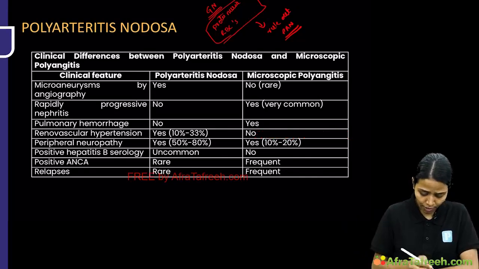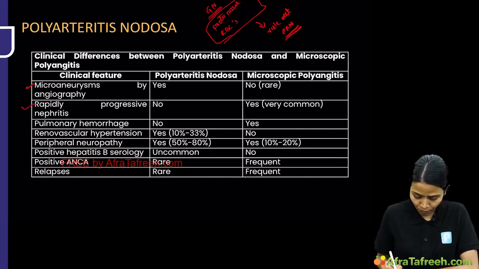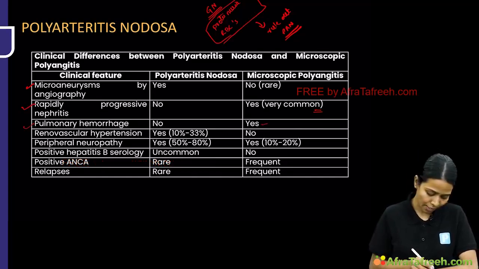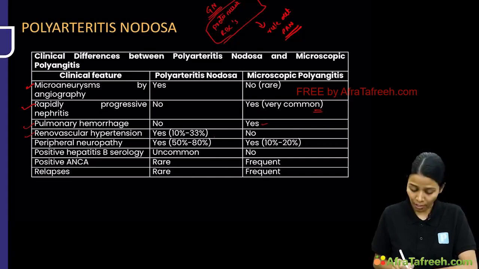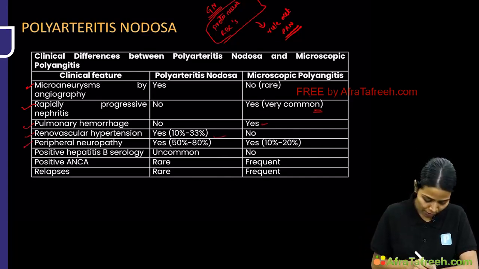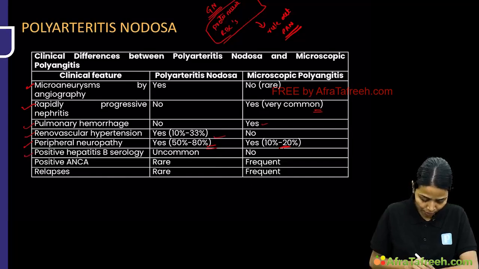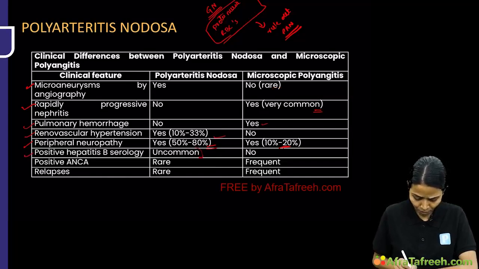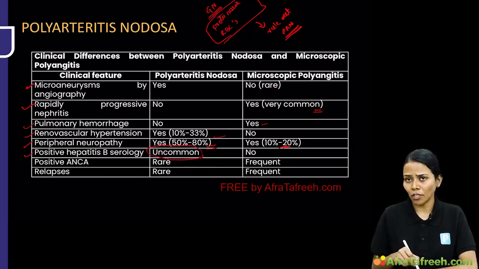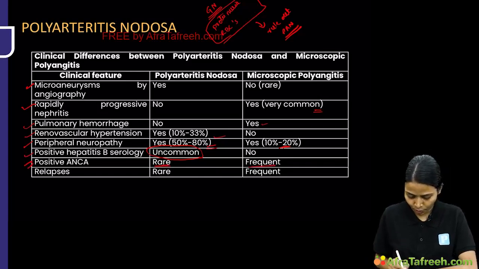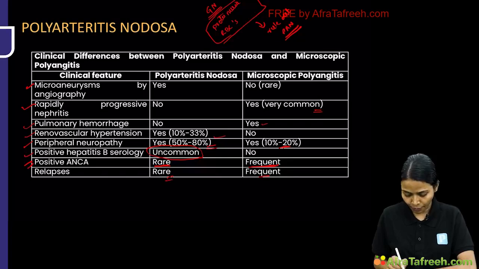So clinical features: you're going to see microaneurysms by angiography in polyarteritis nodosa, rapidly progressive glomerulonephritis in microscopic polyangiitis, pulmonary hemorrhage again in microscopic polyangiitis, and renovascular hypertension in polyarteritis nodosa because it involves the major renal artery and its branches. Peripheral neuropathy is seen more commonly in PAN than in microscopic polyangiitis. Positive hepatitis B serology is uncommon, but you can find it in polyarteritis nodosa when compared to microscopic polyangiitis. Positive ANCA is rare in polyarteritis nodosa, but it is frequent in microscopic polyangiitis. And relapses are rare in PAN and frequent in microscopic polyangiitis.